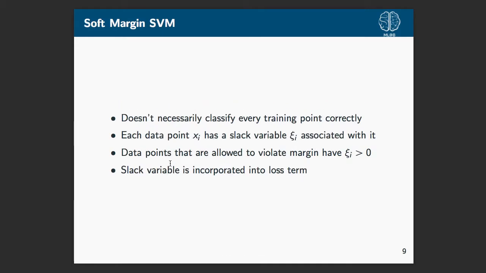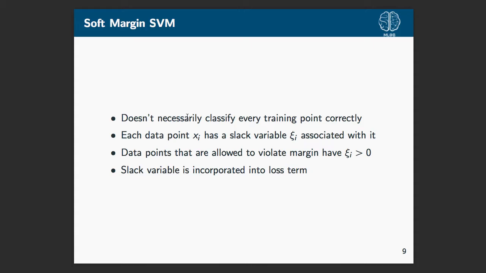In a soft margin SVM, you don't necessarily need to classify every training point correctly. The way that we do that is each data point xi has a slack variable epsilon i associated with it. We're basically picking and choosing certain points that we think are allowed to violate the margin and be misclassified, and giving them a slack variable epsilon i that's greater than 0.